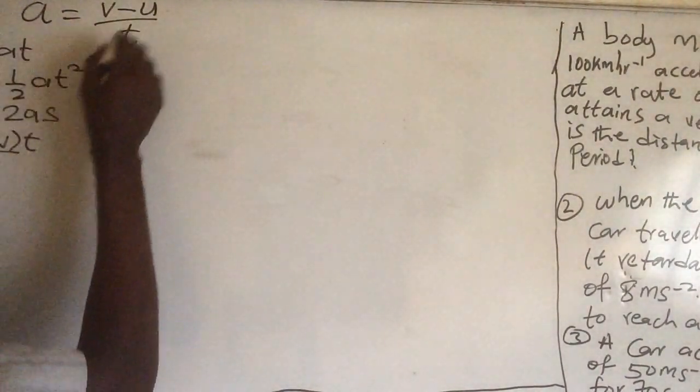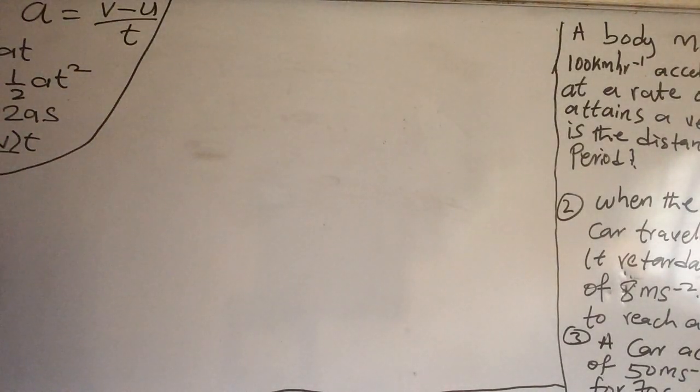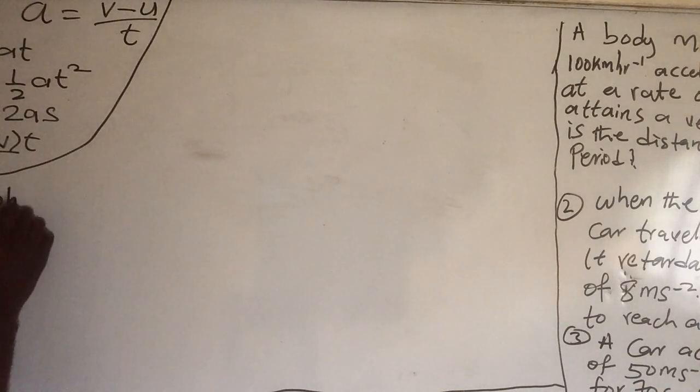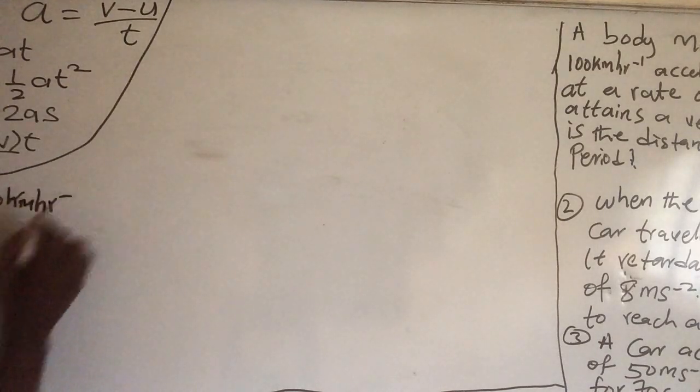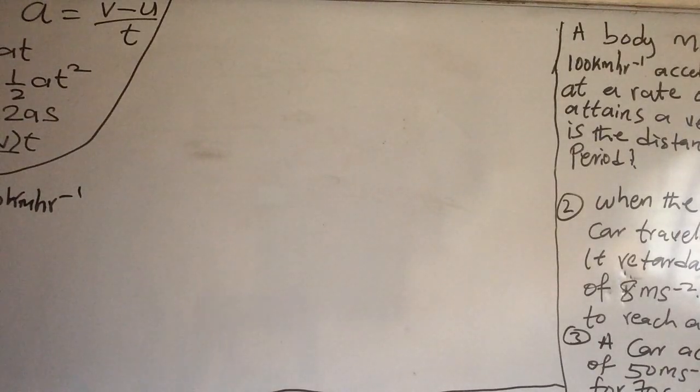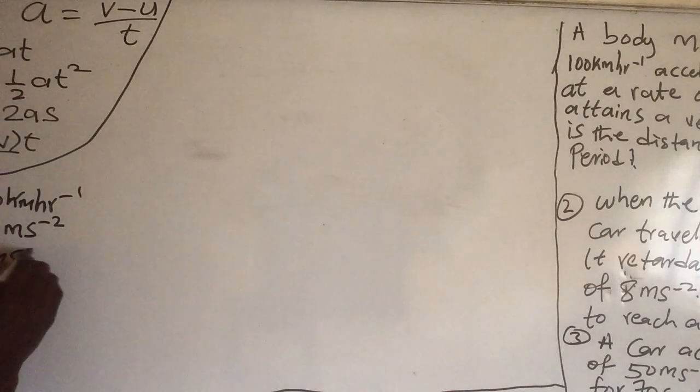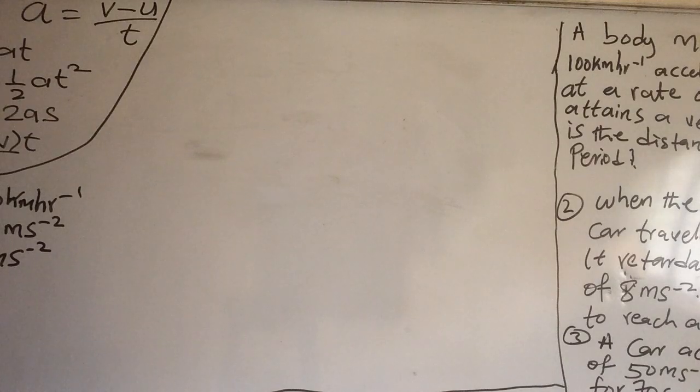From the first question, what is being given to us? Initial velocity, which is u, is 100 kilometers per hour. What else is given? Acceleration is also given, which is 20 meters per second squared. Final velocity is also given, which is v equals 60 meters per second. They now say we should calculate the distance covered, which is s equals question mark.